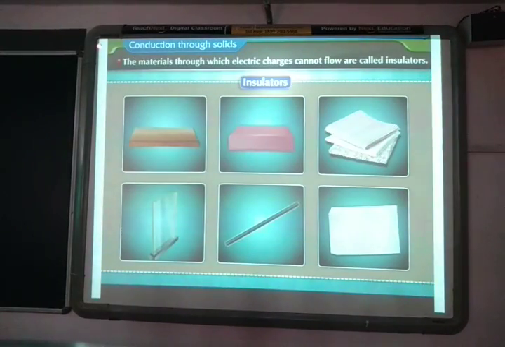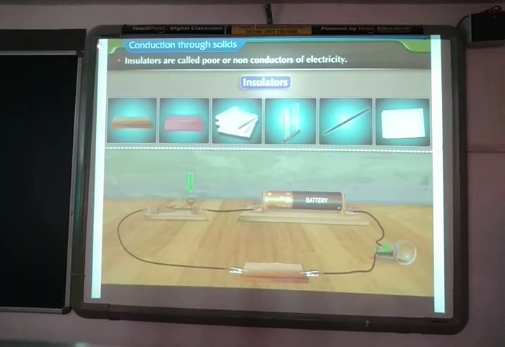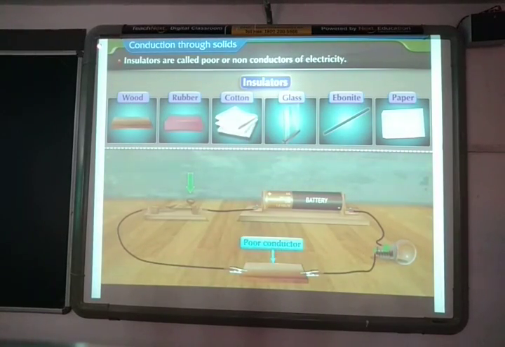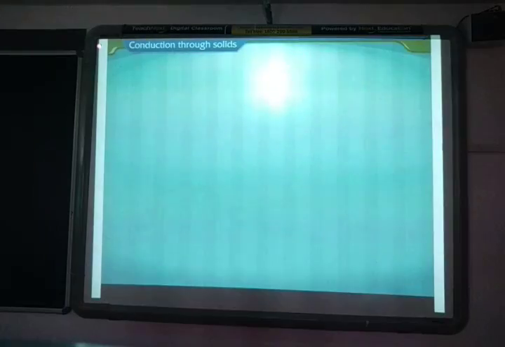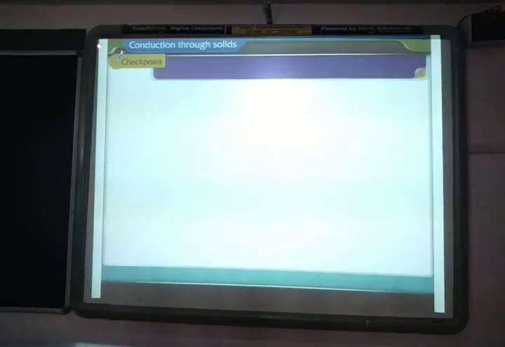The materials through which electric charges cannot flow are called insulators. These materials do not allow an electric current to pass through them easily. Wood, rubber, cotton, glass, ebonite, paper, etc. are all examples of insulators. They are called poor or non-conductors of electricity. Let's do a quick check.